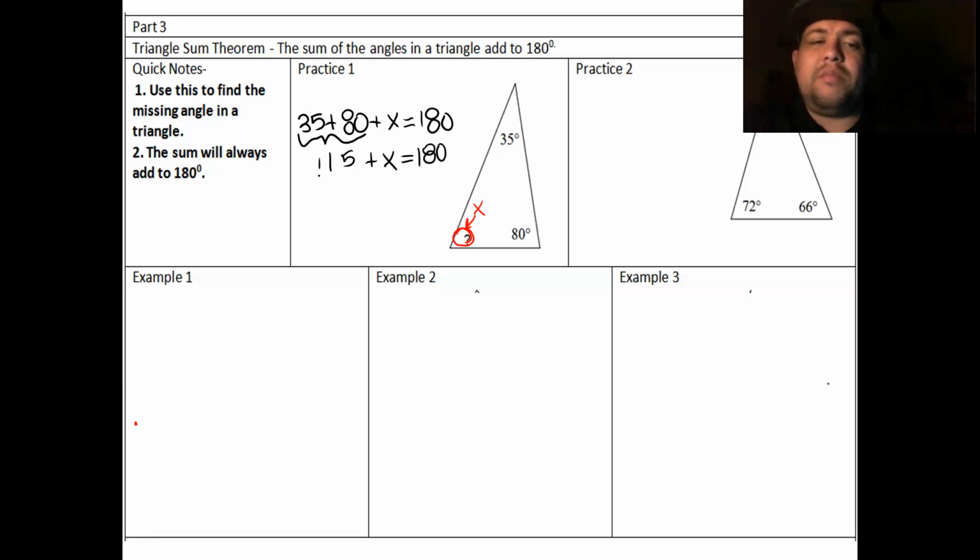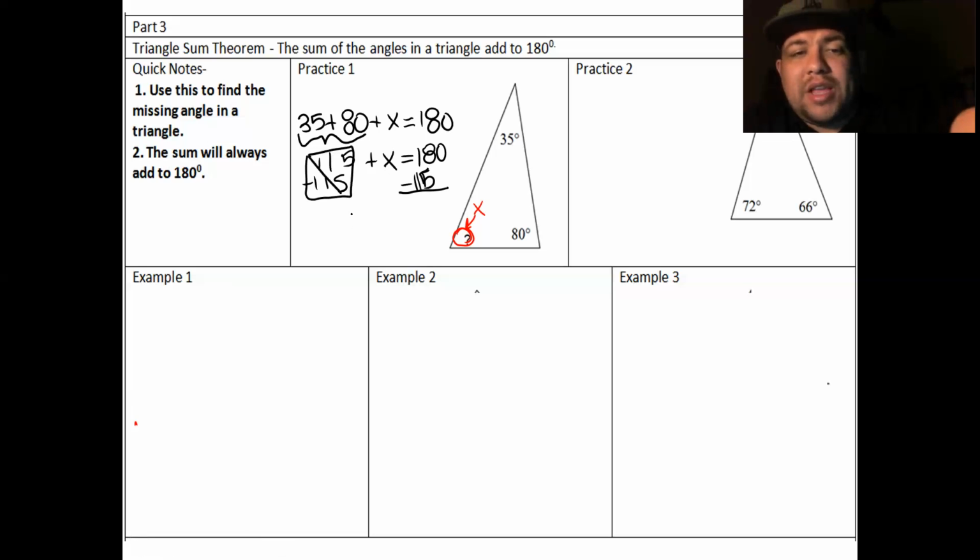We're going to solve this by subtracting 115 from both sides. Oh, made a boo-boo. Okay, the 115s cancel away, and we're going to be left with x is equal to, what was it? Carry the 5, drop the 1, 7, 65. 65 degrees. So I know that angle to be 65. I'm hoping you guys were able to see that.